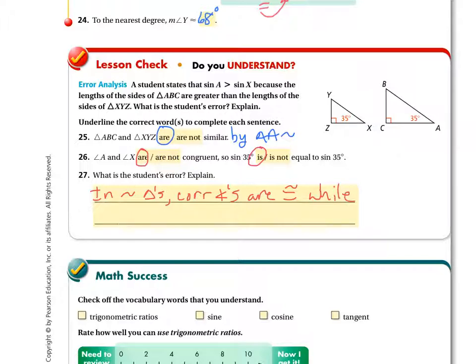I want you to discuss your findings with those around you and discuss where the true error occurred in the student's thinking.